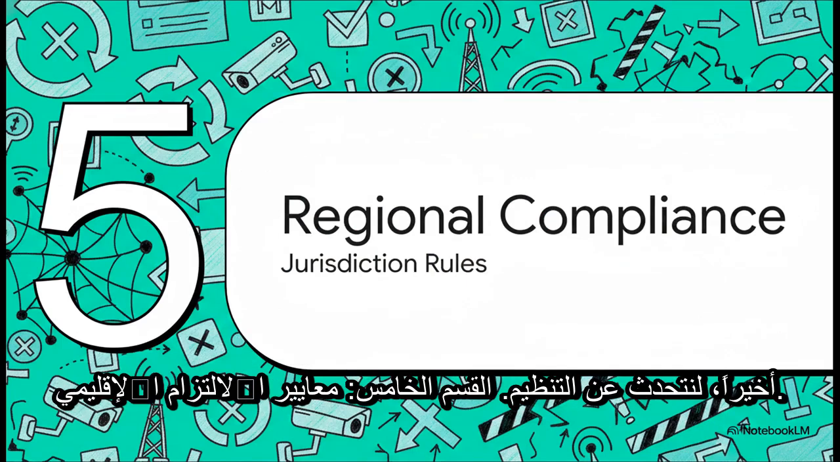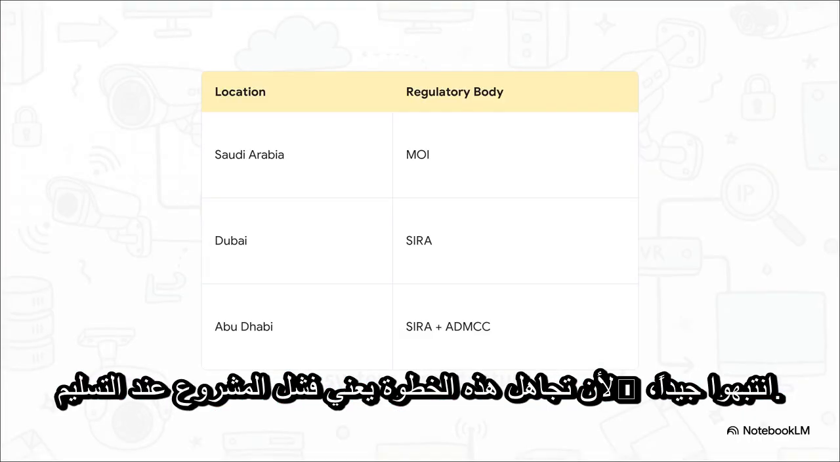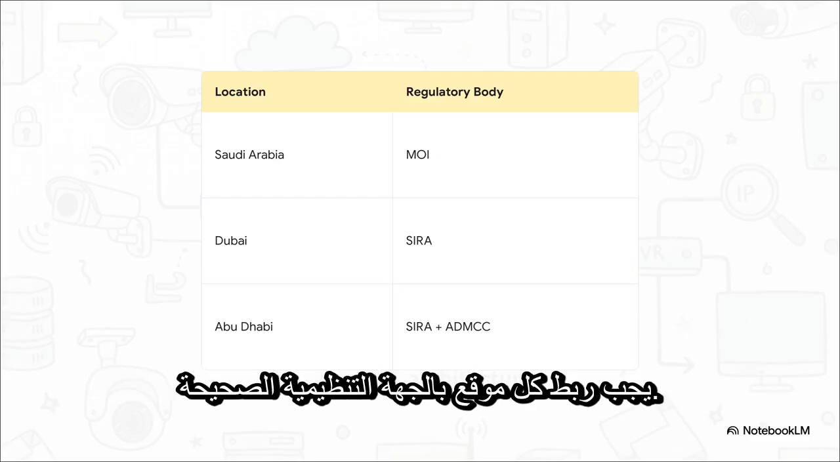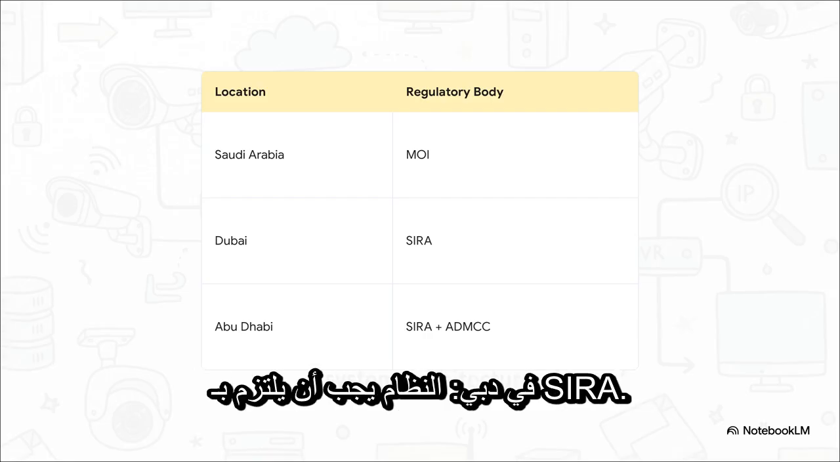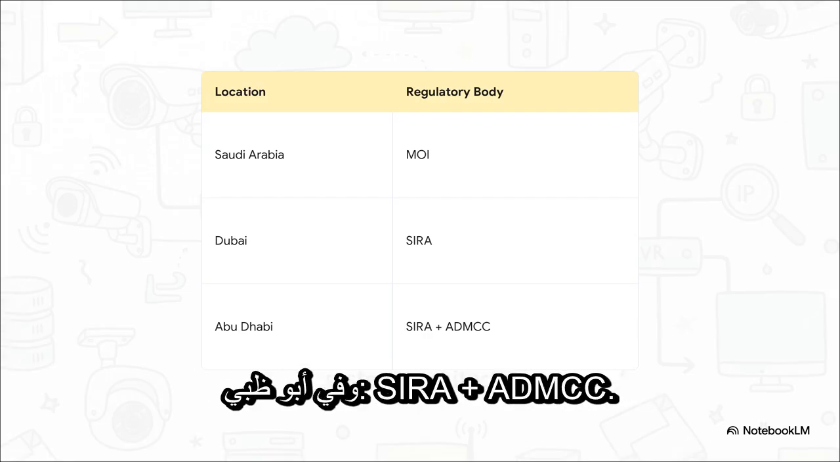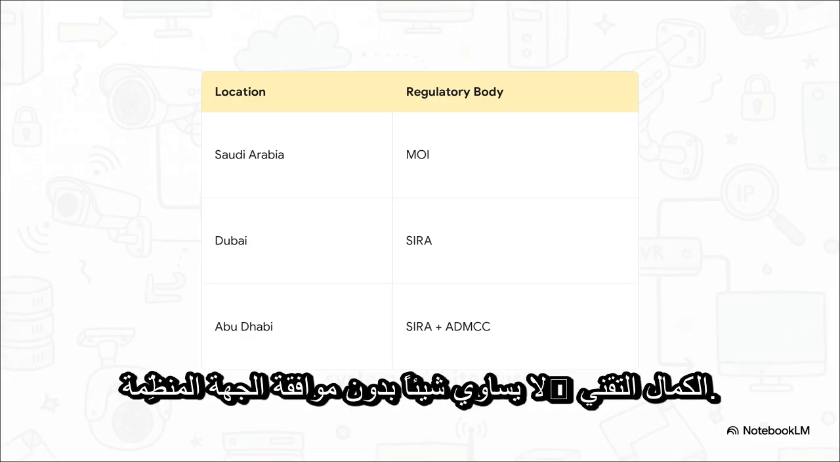Section 5, Regional Compliance Standards. Please pay close attention here, guys, because skipping this step guarantees your project will fail at handover. You have to map your jurisdictions to the right regulatory bodies. For example, if you're working in Saudi Arabia, every single camera needs MOI approval. Building in Dubai, your system has to be SIRA compliant. And down in Abu Dhabi, you need SIRA plus ADMCC compliance. At the end of the day, technical perfection means literally nothing if you don't have that jurisdictional sign-off.